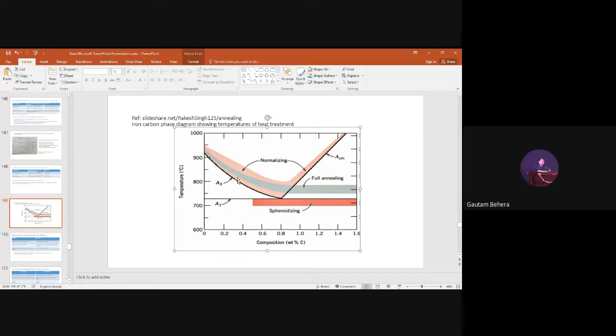So now from this image, can anybody tell me in which case complete homogenization happens at a low holding time? In which case will a completely homogeneous structure form in a less interval of time? Normalizing. Normalizing, very good, because the temperature is very high. Very good.